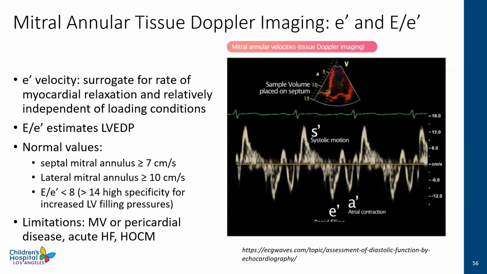So your E over E prime estimates your LVEDP, and there are some normal values listed there. The limitations of this are that if you do have any mitral valve disease or pericardial disease, you can't really use these measurements, nor with acute systolic heart failure, and then also if you have POCUS.